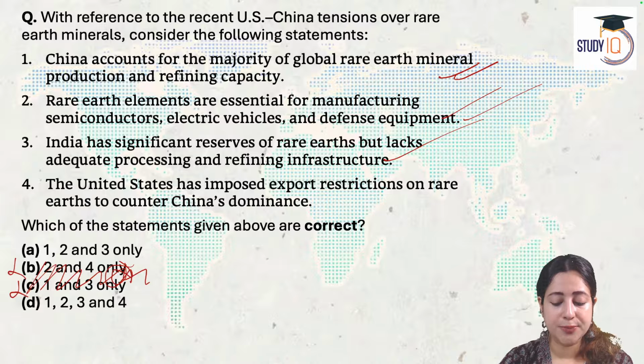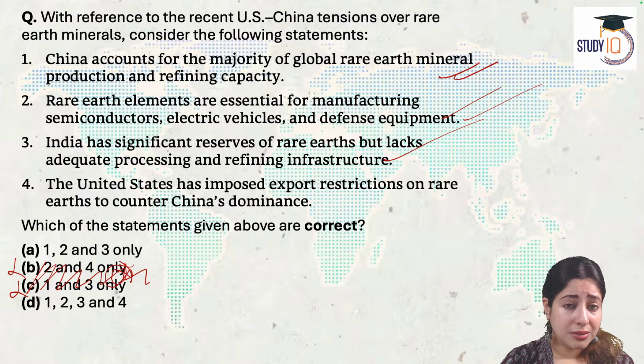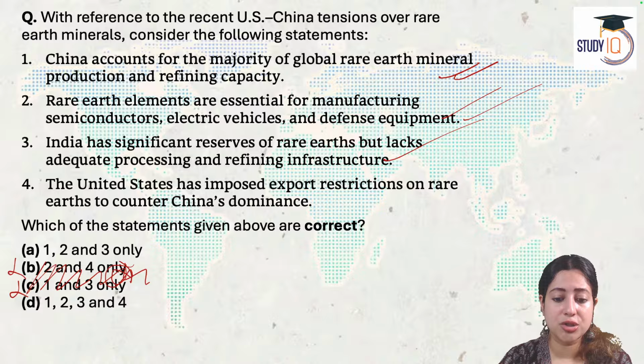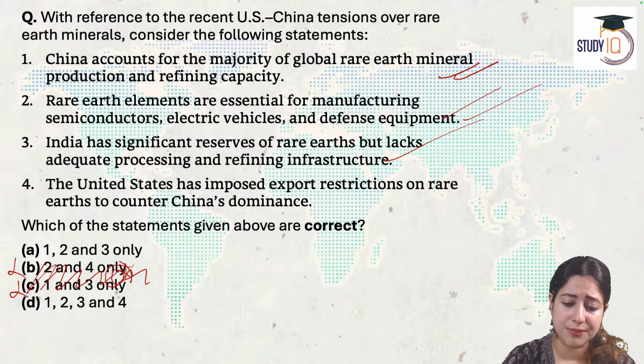US has imposed export restrictions. Did US impose export restrictions on REMs? What did US restrict? AI chip fabrication technology, semiconductor technology, like NVIDIA chips we were talking about. Certain things US has restricted, but not exactly restricted REM. Because that is why he's so angry, President Trump, and he says, I will punish China. Because ultimately, US also depends on supply that comes from China.